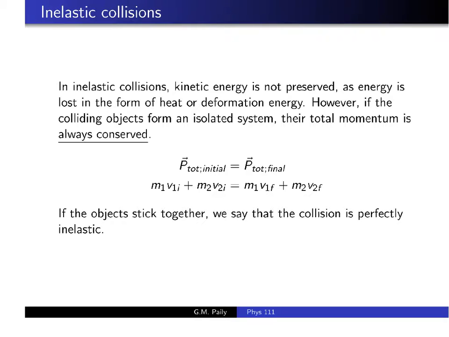So, unlike elastic collisions, where both momentum and kinetic energy are conserved, for inelastic collisions, only the total momentum is conserved. So we see that the common point is, no matter what kind of collision you're dealing with, momentum will be conserved if the colliding objects form an isolated system. So we have that P total initial is equal to P total final. And so m1v1 initial plus m2v2 initial is equal to m1v1 final plus m2v2 final.